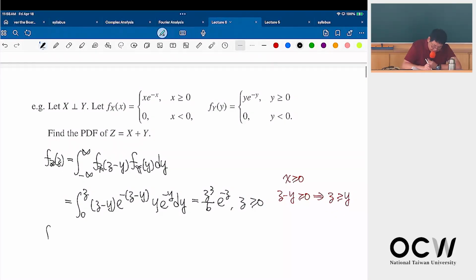And for z less than 0, my PDF is 0. So overall, my PDF of z is z cubed divided by 6 times e to the minus z.